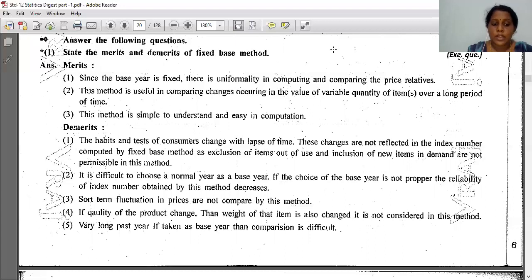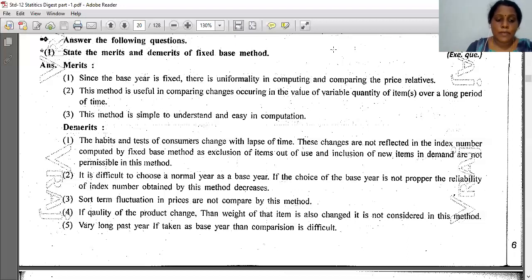Fourth is, if quality of the product changes, then weight of that item is also changed. It is not considered in this method. Weight means the quality of a product. Like we are giving rank for more marks, the one with more marks gets first rank, less than that second, third, fourth, fifth. Like this only quality wise weightage is given. That is called weight. So if the quality of the product changes, then weight of that item will also change. But it is not acceptable in this method. The changes are not accepted in this method.